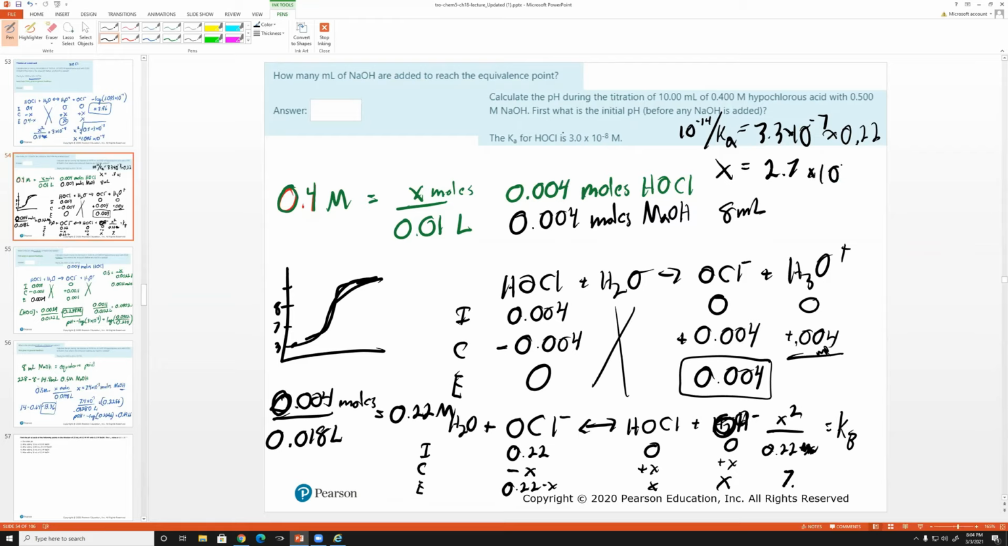So X is going to equal 2.7 times 10 to the negative 4 molar. I know it's a lot. That is going to be our OH concentration, which we can put in to find our pOH, and then find our pH. So we can do negative log of that. I'm going a little bit faster because we've seen this math before. Negative log of 2.7 times 10 to the negative 4 gives 3.56, and then we do 14 minus 3.56.